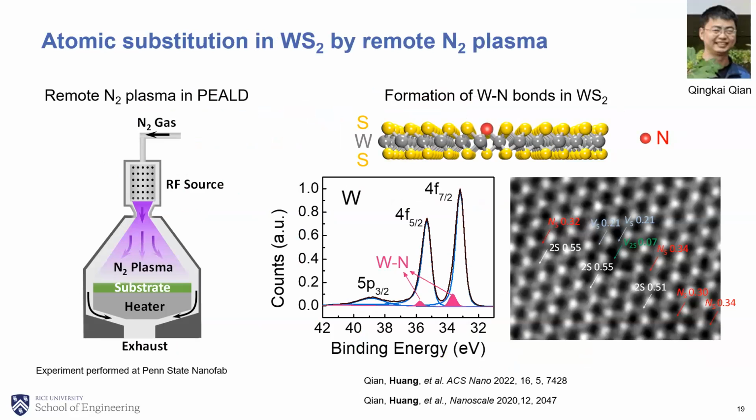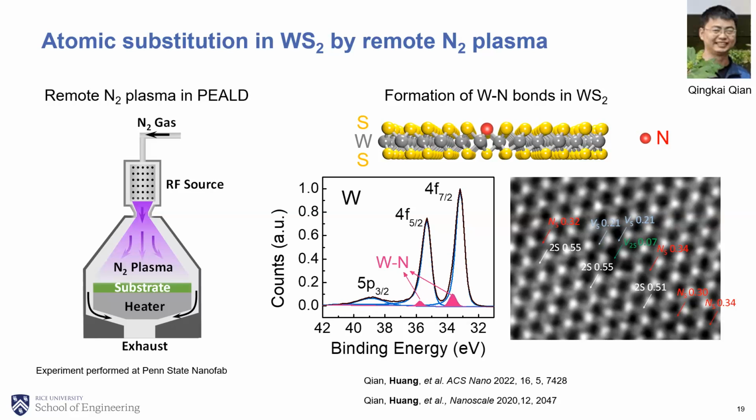So the first structure I want to introduce is this atomic substitution in TMD materials. In particular, we're looking at nitrogen substituting the sulfur site in tungsten disulfide. And this is monolayer tungsten disulfide. This experiment was actually performed at Penn State NanoFab. We used the remote nitrogen plasma in PELD, and we treated the tungsten disulfide. After the treatment, if we measure XPS, as you can see, we can see a tungsten-nitrogen bonding over here. This is an indication of the nitrogen substitutional defects.